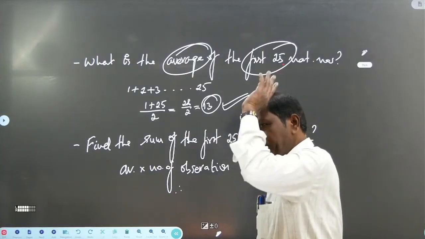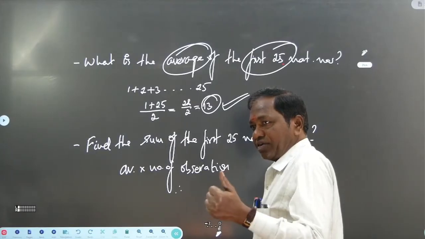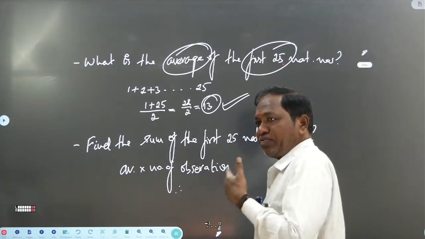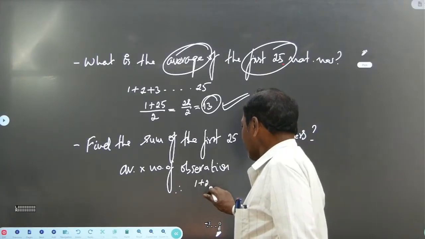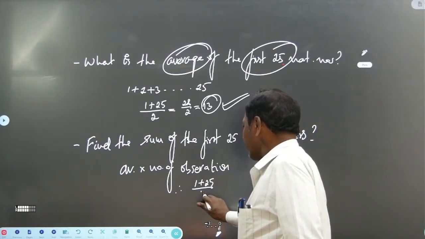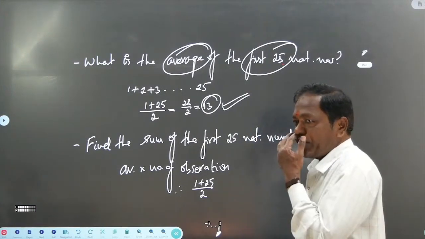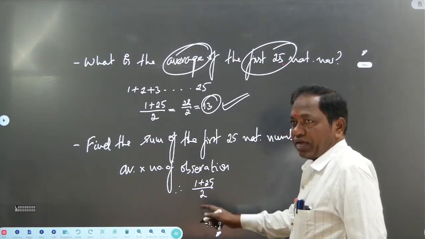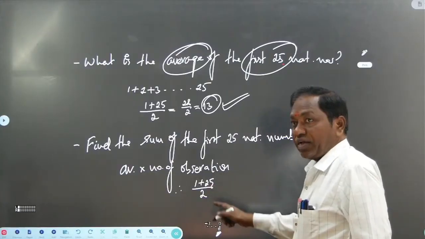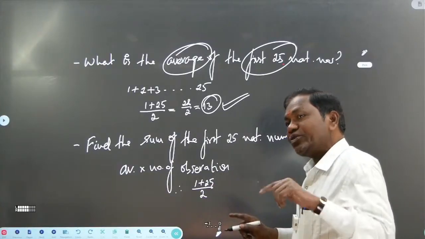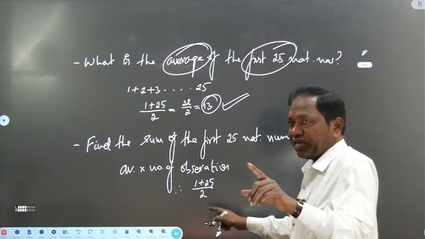You keep this whole thing in your aptitude: first the average you want to know. So that's average into number of observations. How do you get the average? 1 plus 25 by 2 you will get the average here. See the board here, don't look into the book now. Average into number of observations. Average means 1 plus 25 by 2. I am trying to explain reducing the working steps.